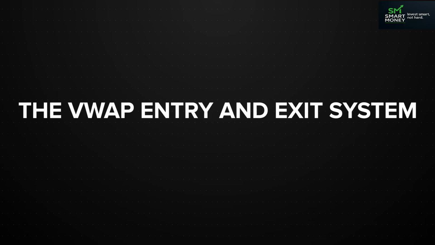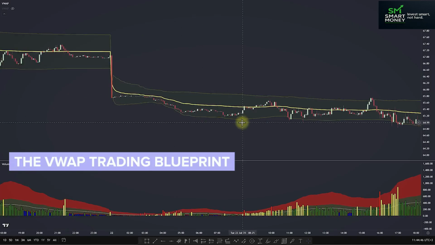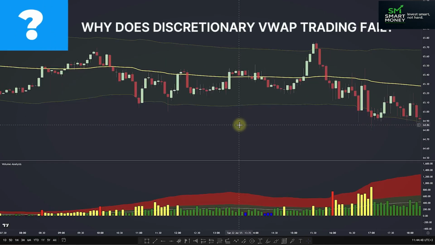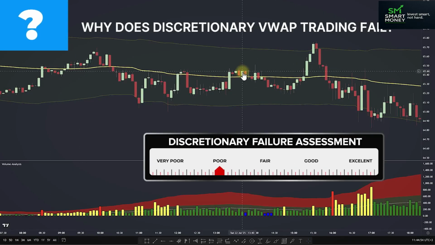You now have the foundation, but here's the complete blueprint for actually trading VWAP like a professional. The problem with most VWAP trading is that it's too discretionary. Traders see price near VWAP and just wing it. No consistent rules, no systematic approach.